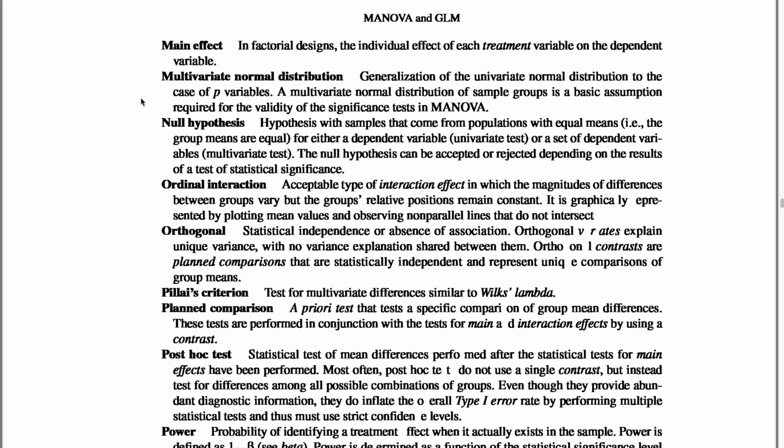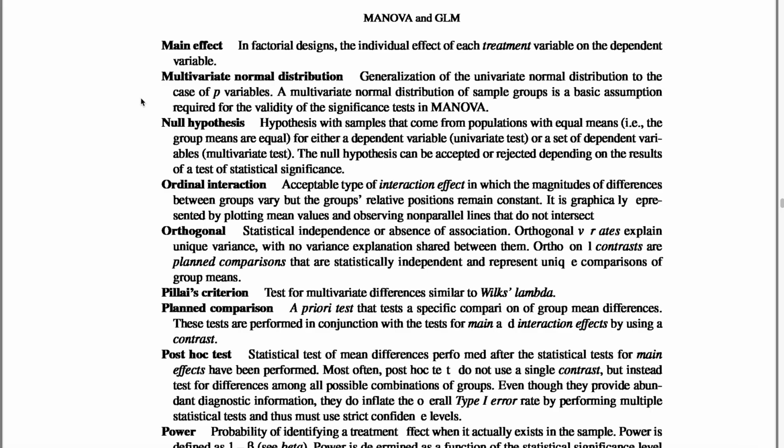Ordinal interaction: acceptable type of interaction effect in which the magnitude of differences between groups varies but the groups' relative positions remain constant. It is graphically represented by plotting mean values and observing non-parallel lines that do not intersect.